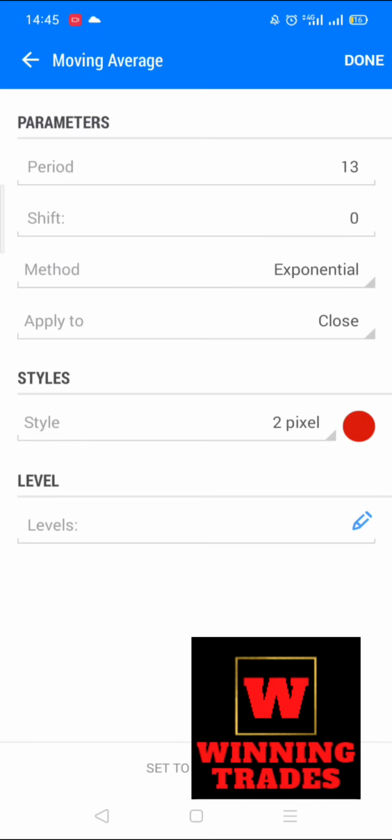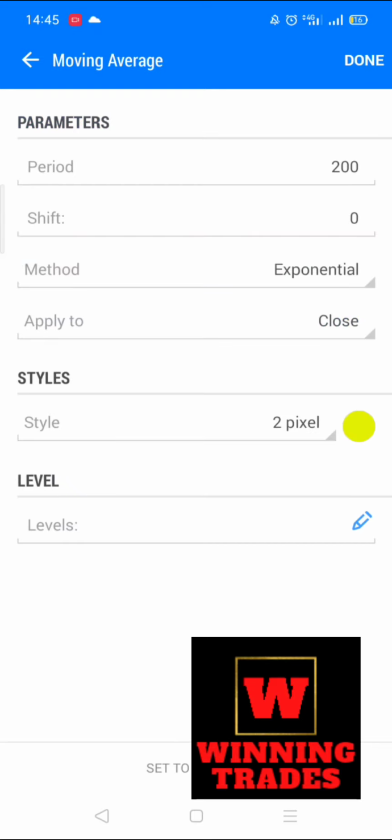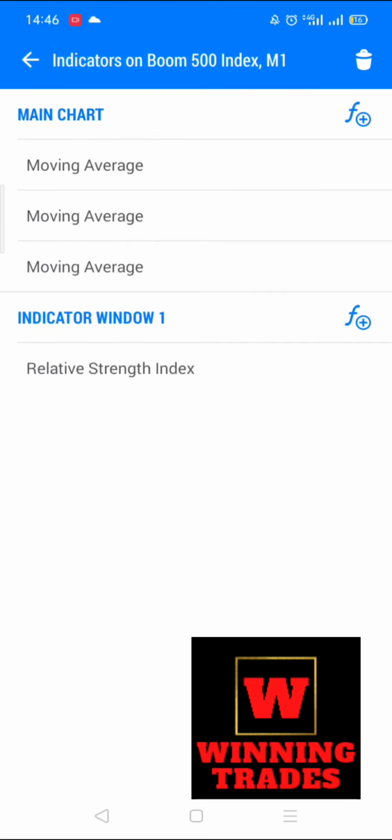All right, go to moving average for the 200. Look at the 200, shift is 0, method exponential, apply to close. Okay, 2 pixel, color is yellow. So that's how to set up your EMAs, guys.